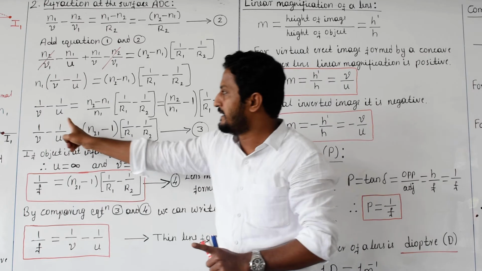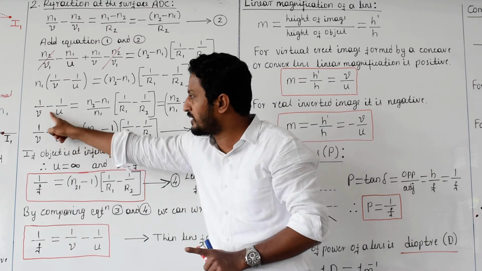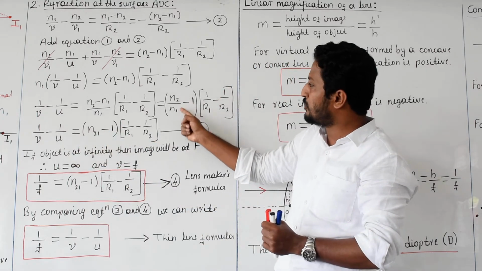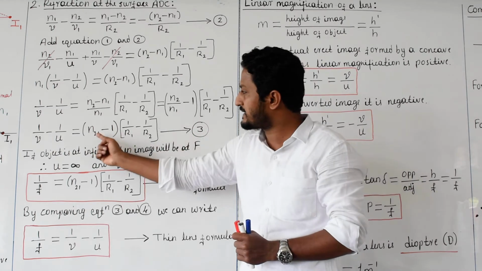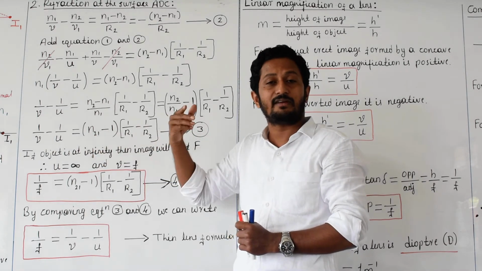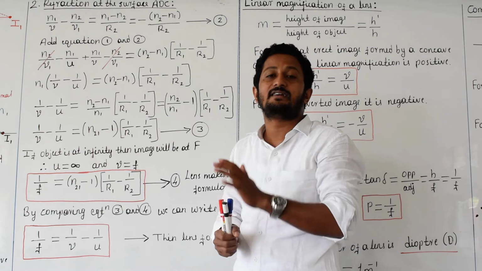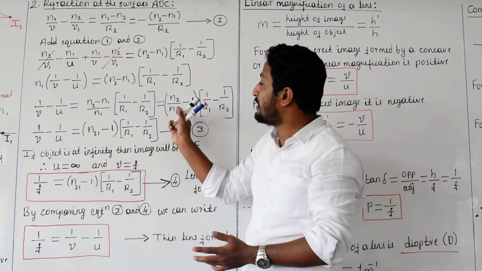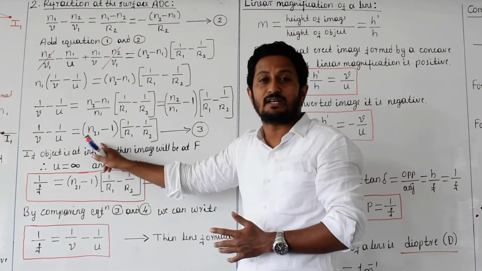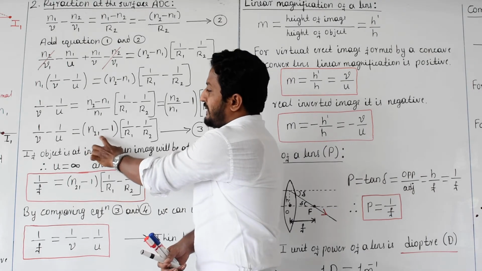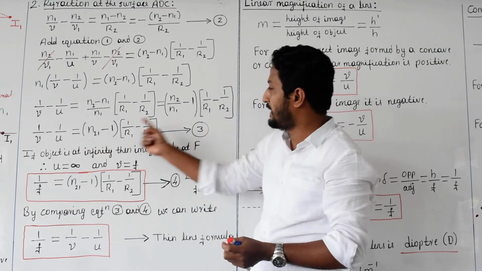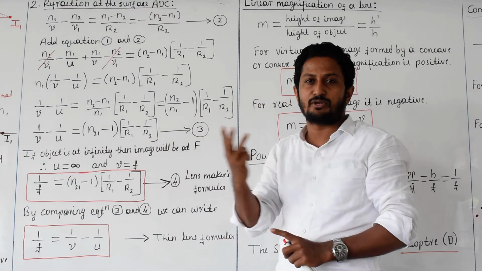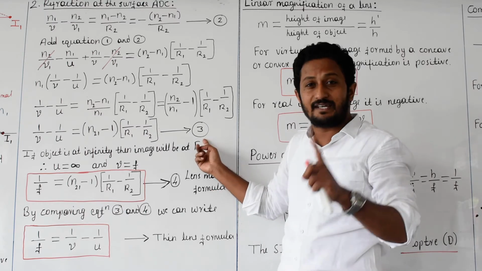Now come here, LHS. I have written the same: 1 by V minus 1 by U is equal to this N2 by N1. We can write this as N21, as we already discussed in the previous class. N21 is the refractive index of the second medium with respect to the first medium. Then minus, as usual. I named this equation number 3.